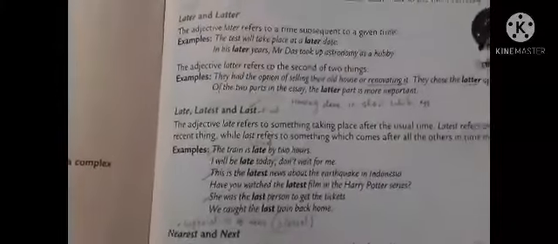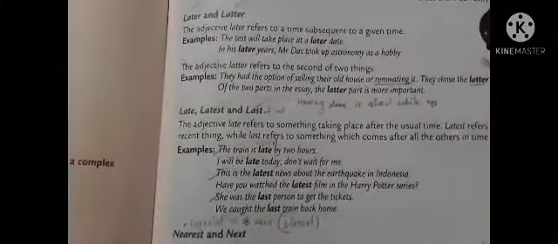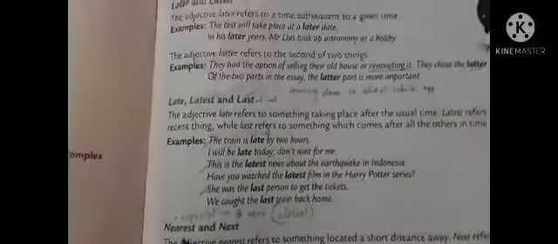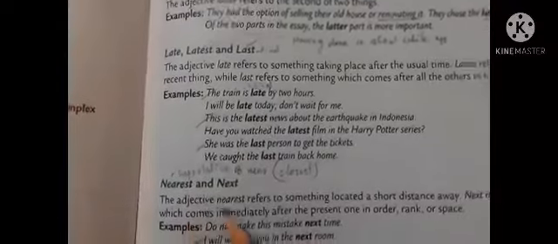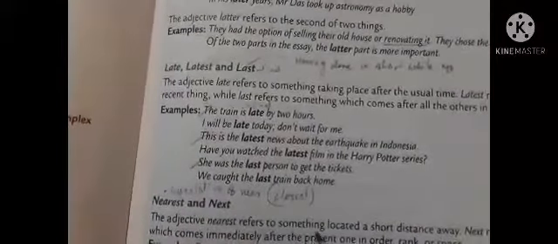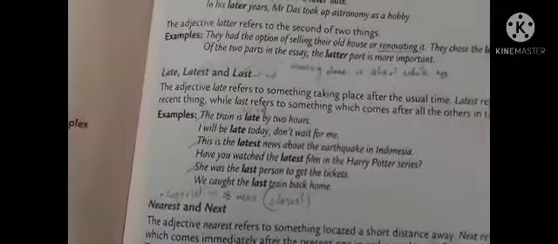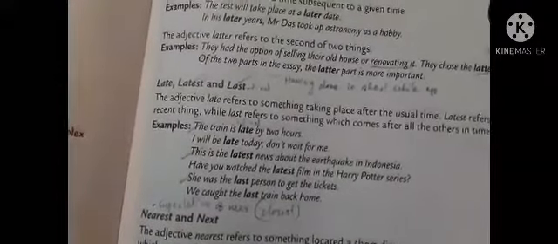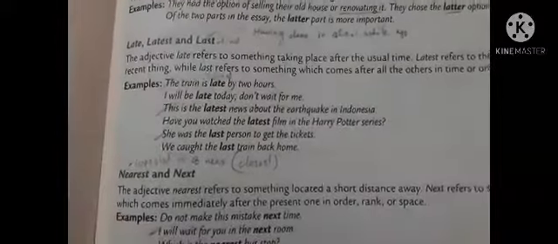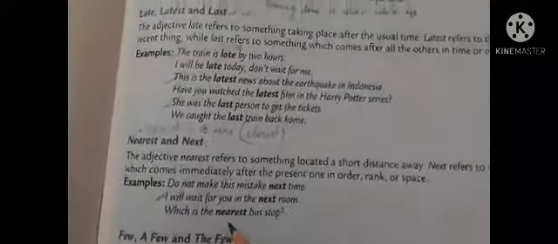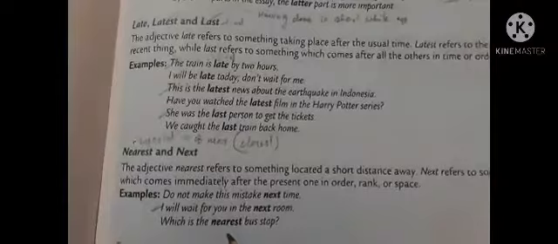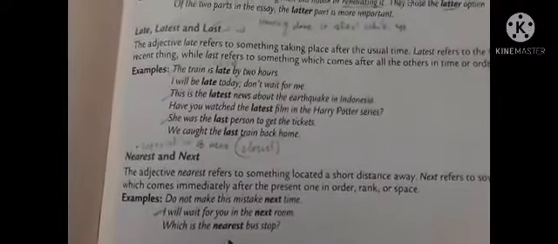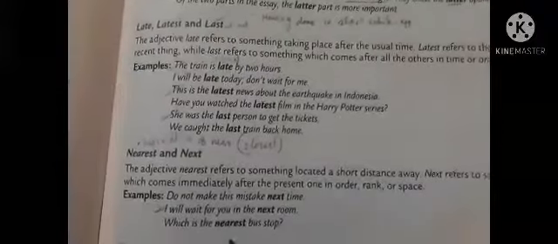Now let us see the use of nearest and next. Here, nearest is the superlative form of near. Okay, so the adjective nearest refers to something located a short distance away. For example, which is the nearest bus stop? So here, the adjective nearest refers to a location, a place which is the shortest distance.